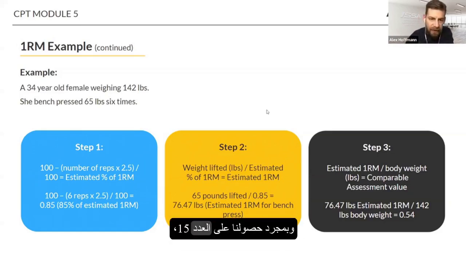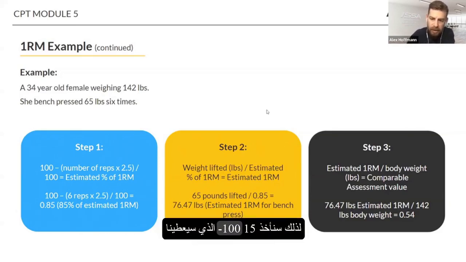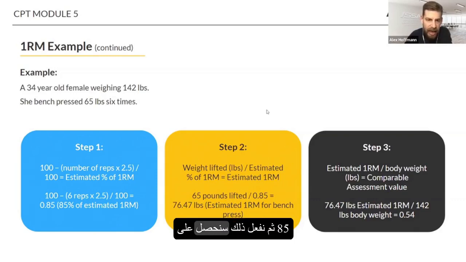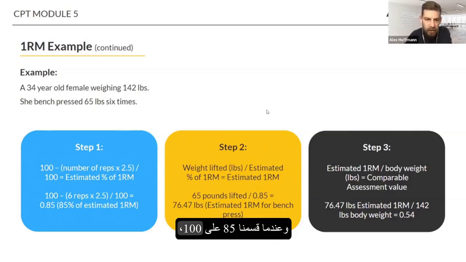And once we have that 15 number, then we can plug it into our equation. So we're going to take 100 minus 15. That will give us 85. And then we're going to take that 85 and divide it by 100. When we divide 85 by 100, we get 0.85. So we know that 6 repetitions here is 85% of the client's 1 repetition max.